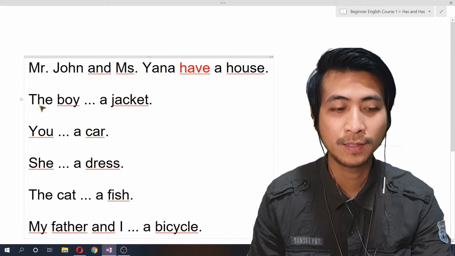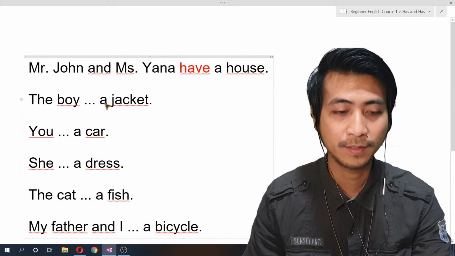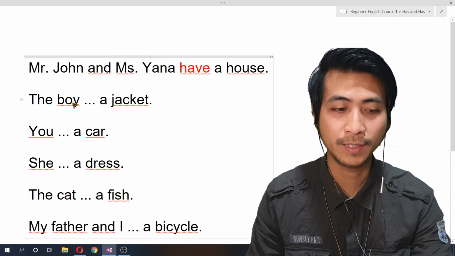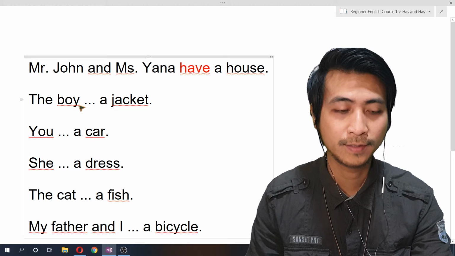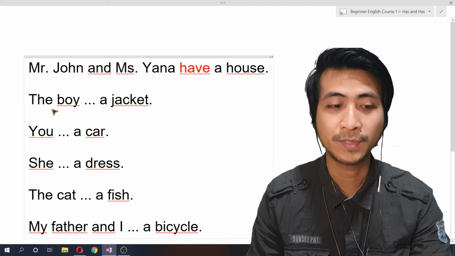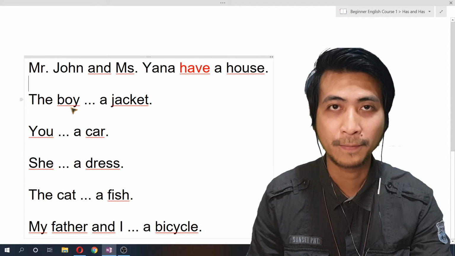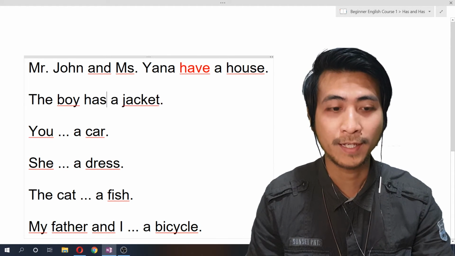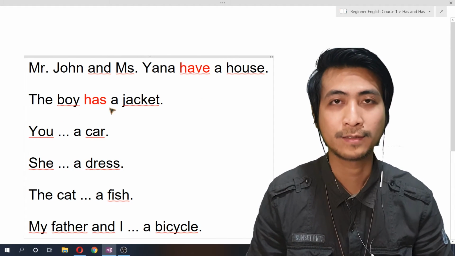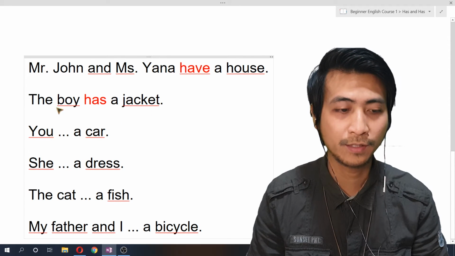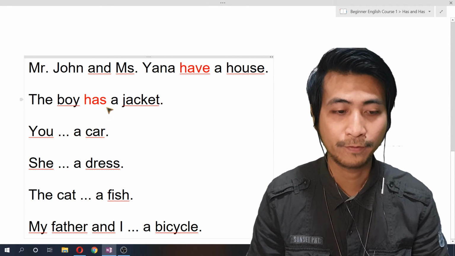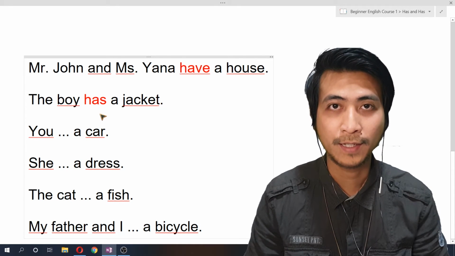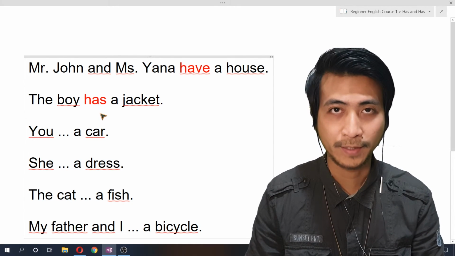Okay, the next one. The boy blank a jacket. If we see the subject, the boy is the same as the subjective pronoun he. So we use has. The boy has a jacket. We cannot use have with the boy because have is for the subject I and the plural subjects.